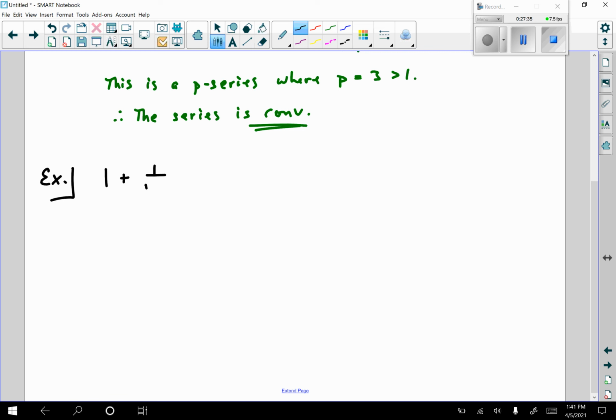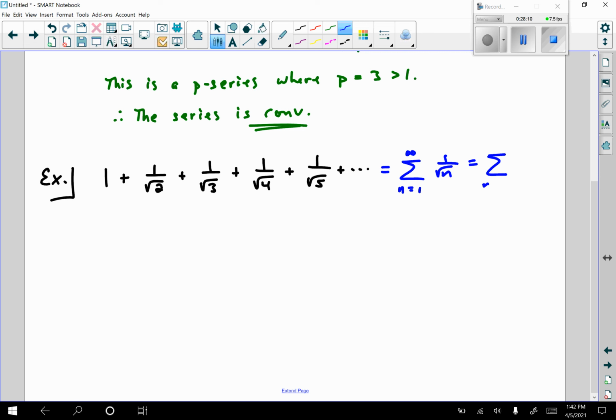Let's try another one. See if you can write out the summation for this. All right, pause the video if you still need more time. But this would be the summation as n goes from 1 to infinity. If you take a look, we're taking the square root of everything because this would be 1 over the square root of 1. So it's 1 over the square root of n, which can also be written as 1 over n to the 1/2.